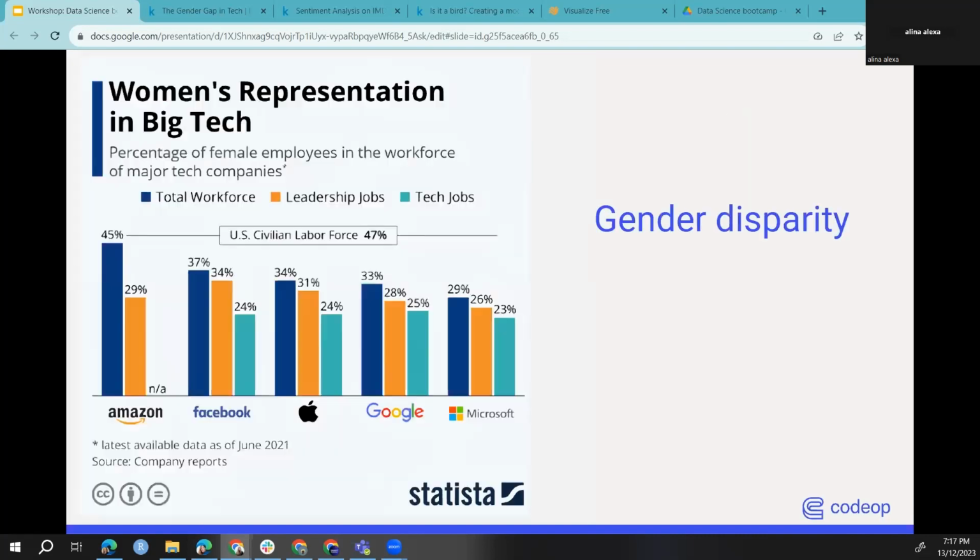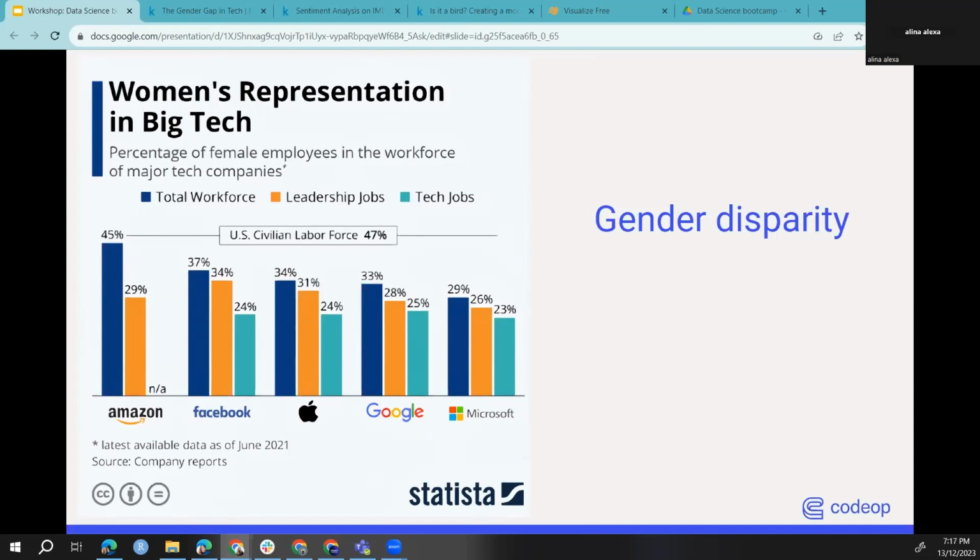Let's talk about a bit of the gender disparity. Actually, this is something that works in our favor, because the percentage of females in the workforce is much lower. This is from 2021 and hasn't changed much. I just checked, it's changed a tiny bit, but not much. The blue bar is the total workforce, non-tech, the yellow is leadership jobs, and the green is tech jobs.